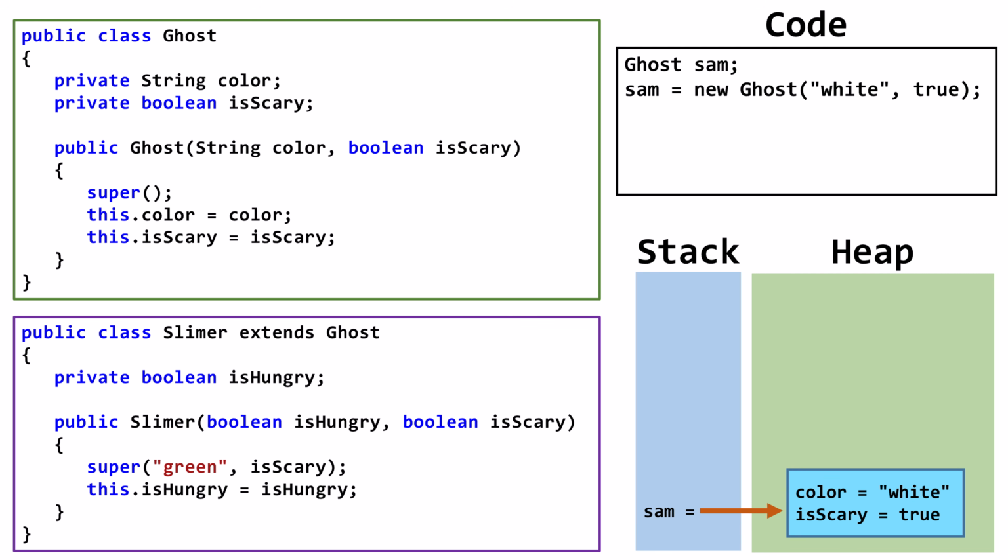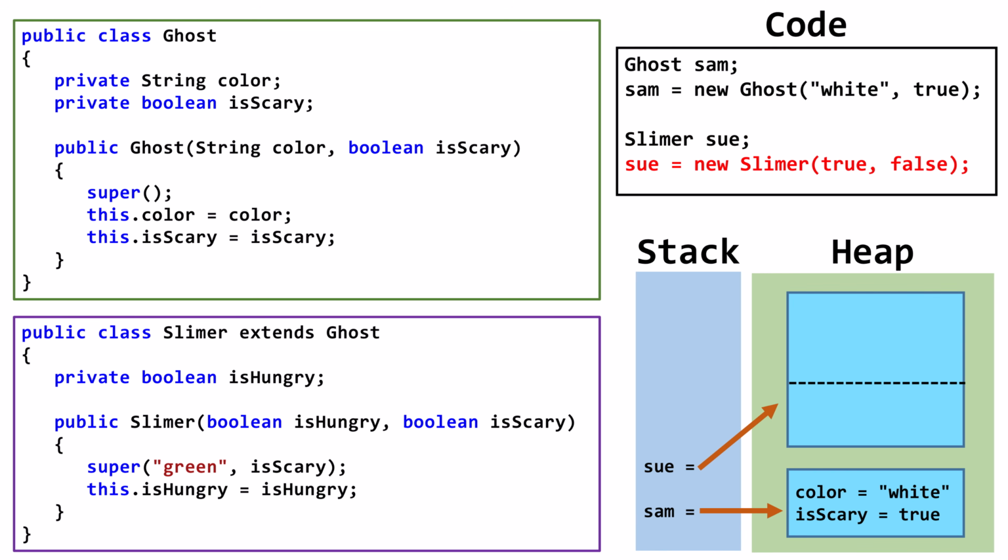Next, let's create an instance of a Slimer. We declare a reference variable Sue of type Slimer. Sue is initialized as a new Slimer and is passed the arguments true and false, which go to the parameters isHungry and isScary. The first thing we do is pass up to the superclass the string literal green and the value in the parameter isScary.